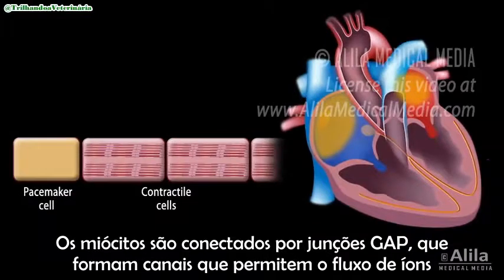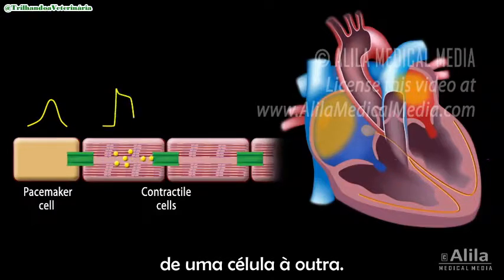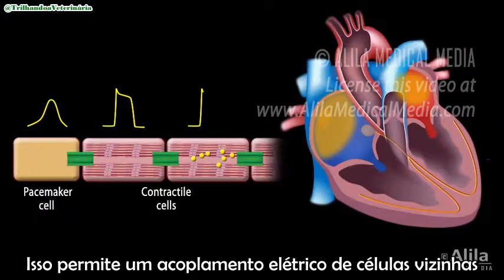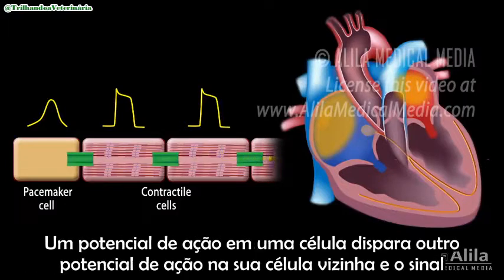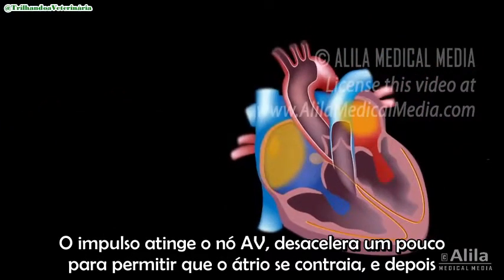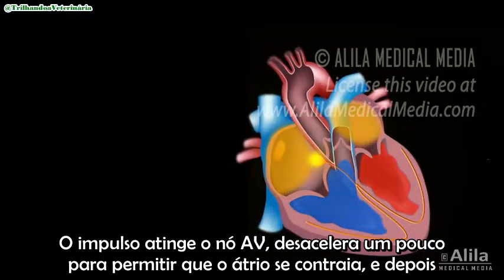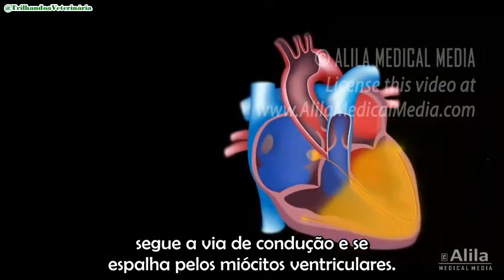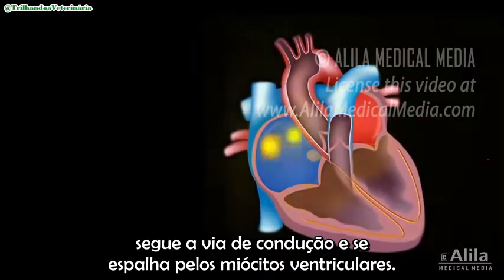The myocytes are connected by gap junctions, which form channels that allow ions to flow from one cell to another. This enables electrical coupling of neighboring cells. An action potential in one cell triggers another action potential in its neighbor, and the signals propagate rapidly. The impulses reach the AV node, slow down a little to allow the atria to contract, then follow the conduction pathway and spread through the ventricular myocytes.